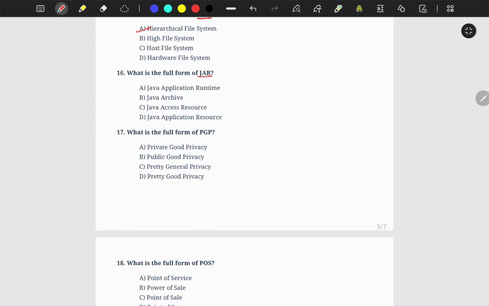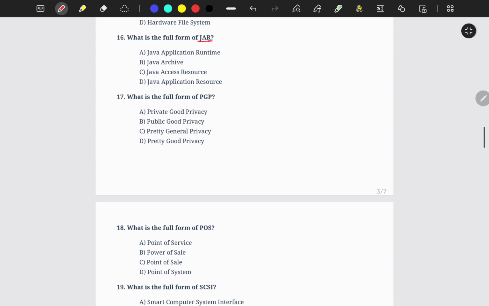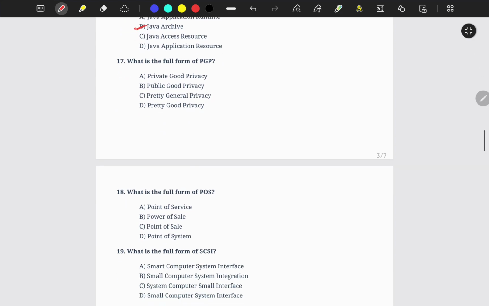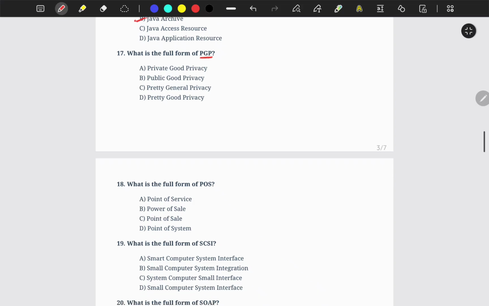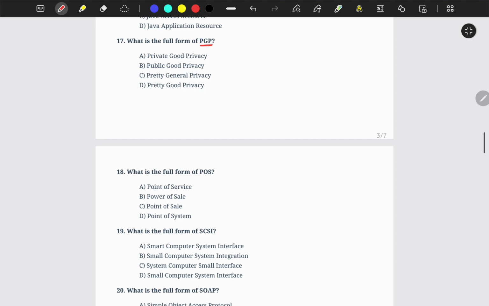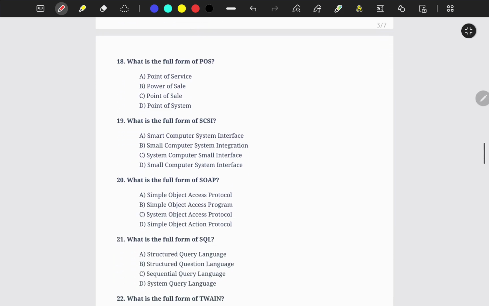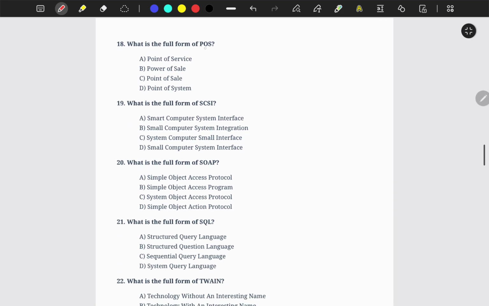Number 16. What is the full form of JAR? It is Java Archive. The full form of PGP. The correct option is number D, Pretty Good Privacy. What is the full form of POS? The correct answer is point of sale.